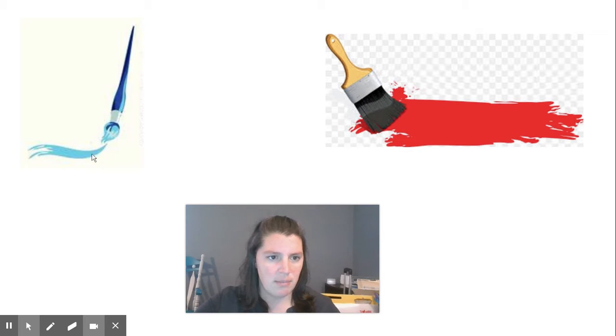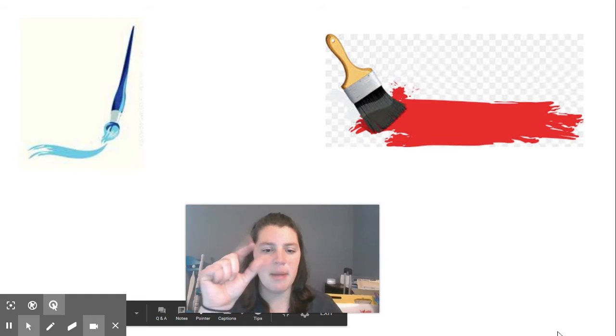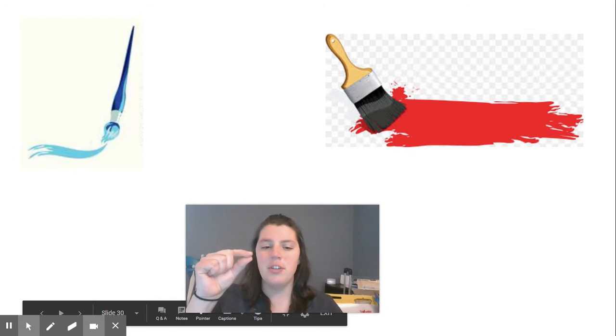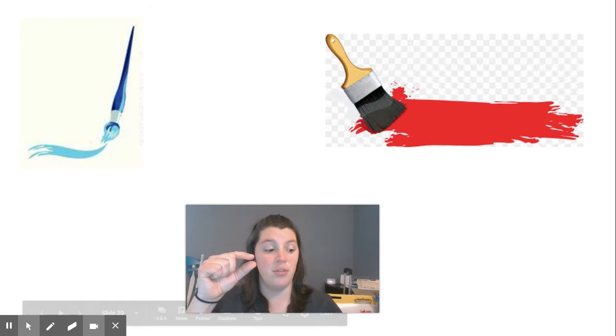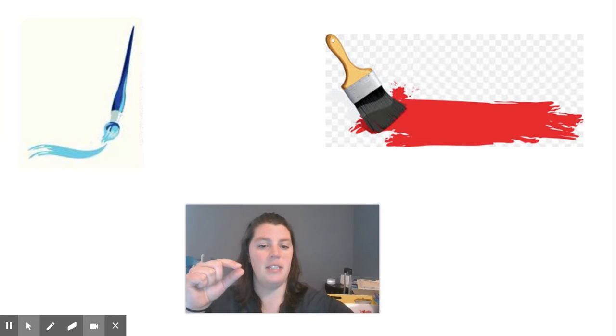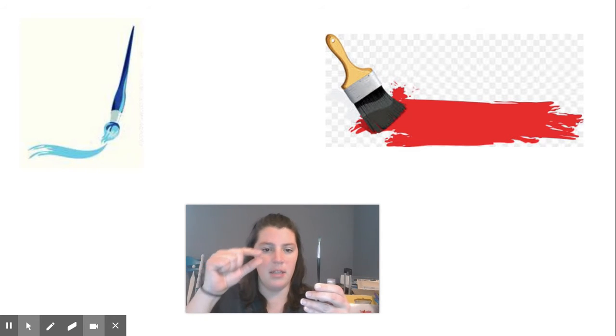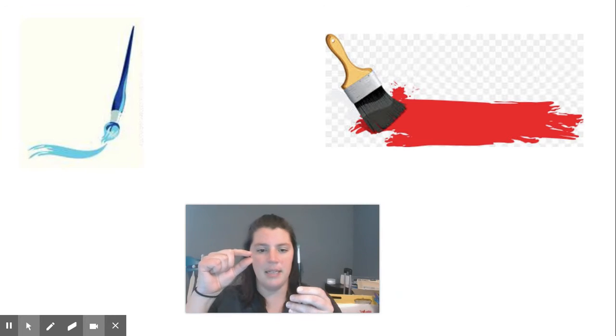This brush made a line that looks like this. And then this brush made a line that looks like this. Wow, I have to move my arrow back and forth a lot to point to that whole line. I could take my thumb and my finger to show the size of that brush or that line. Let's talk about this one. Up in here in this picture, it looks like it has blue paint.